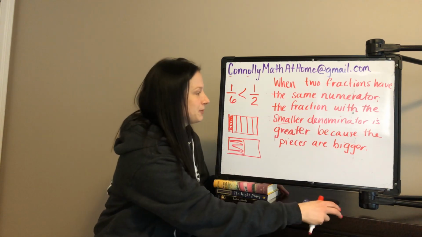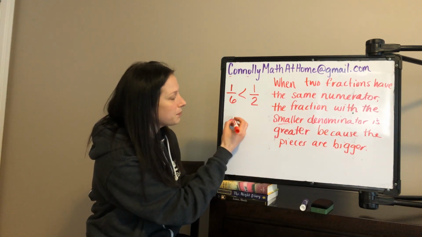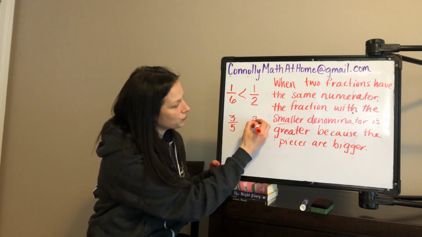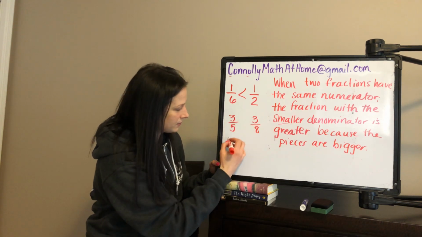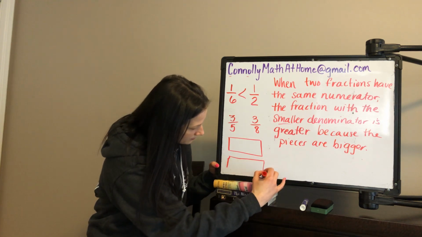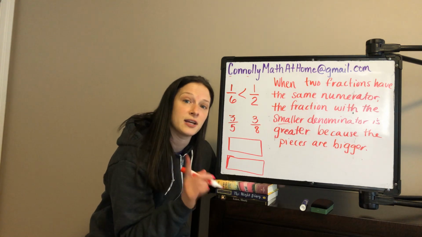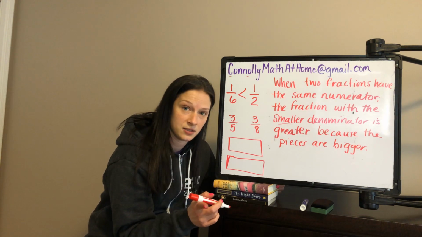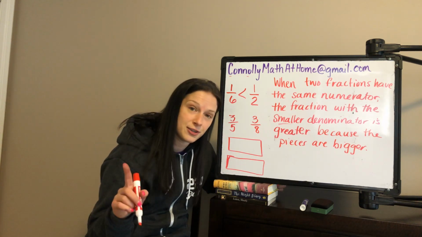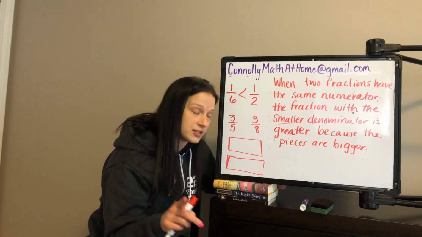Let's look at one more example. I won't do it on the number line because of space, but let's think about 3/5 and 3/8. Okay, so let's get an area model. The numerator is the same. You should be predicting which one has the bigger pieces, because that's the one that's going to be larger when the numerators are the same. Only when the numerators are the same. Don't try to do this with other comparisons. The conjecture only works when the numerators are the same.